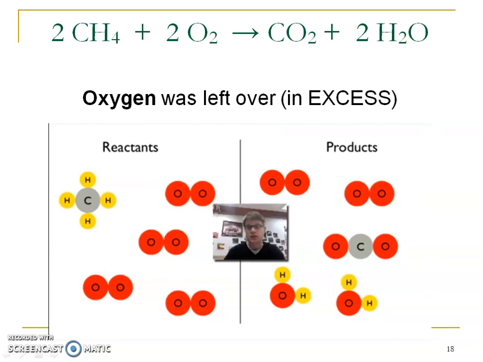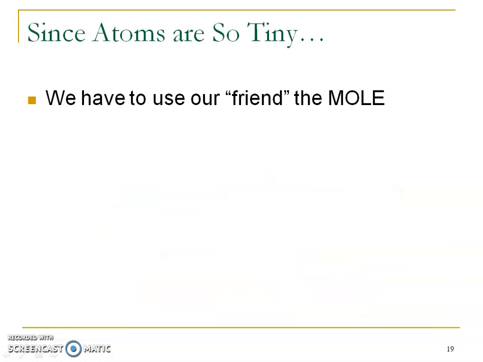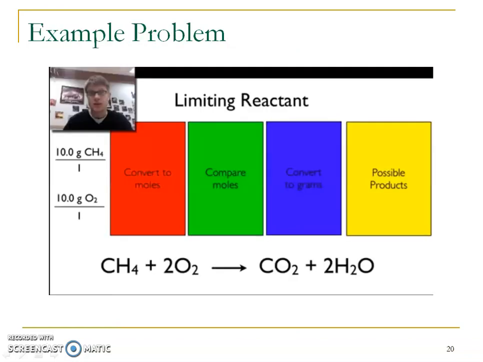So again, he was trying to get you to understand that for most reactions, we have what's called a limiting reactant, and we have a reactant that's going to be in excess. We have more than enough of it. But he talked about how atoms are so tiny, so we have to always refer back to our friend, the mole. And again, it's going to go back to that mole ratio. So he did an example problem.